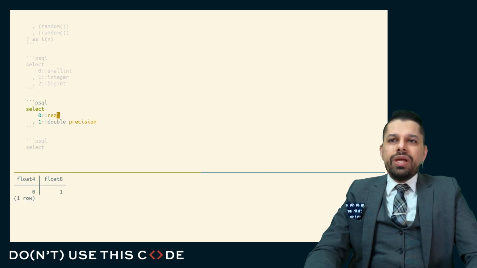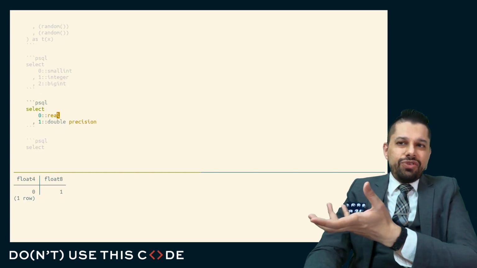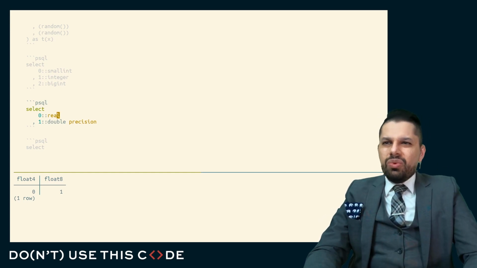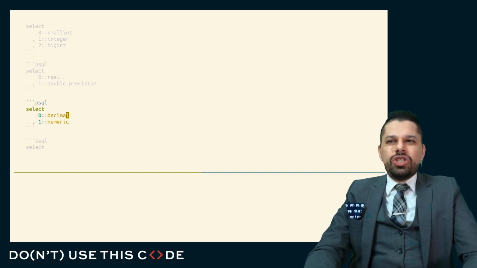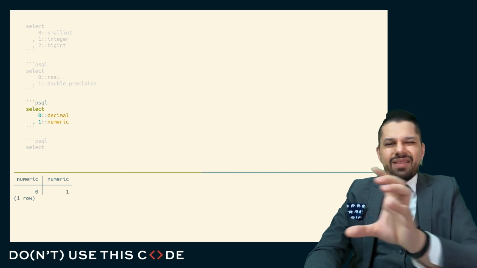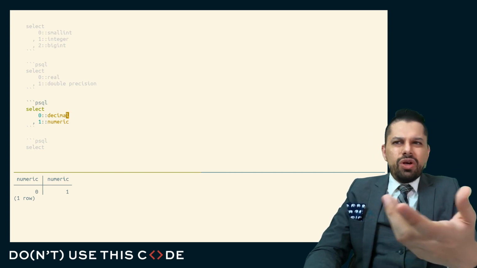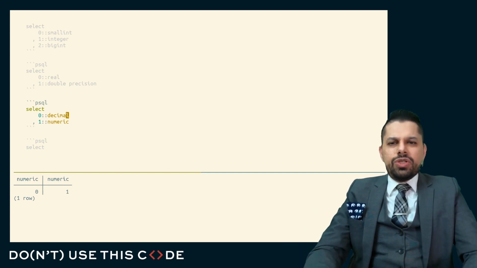There's also a real and a double precision. You can see that's a float 4 and a float 8, a 4 and an 8. But usually what we probably want is some notion of a decimal or numeric type, not specifically the bit width. Because if we have the bit width, then we worry about things like overflow and underflow, and that's maybe a little bit too much for us to worry about.